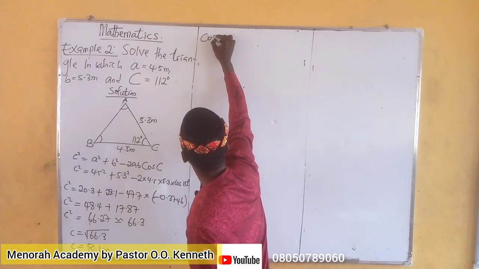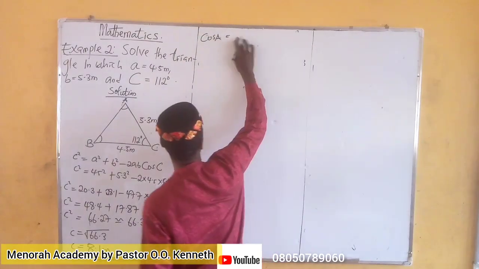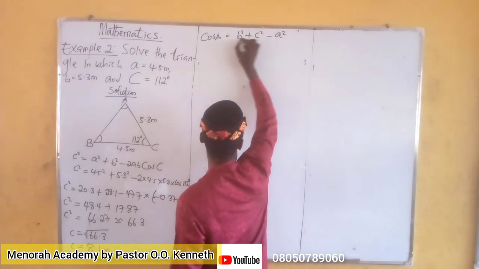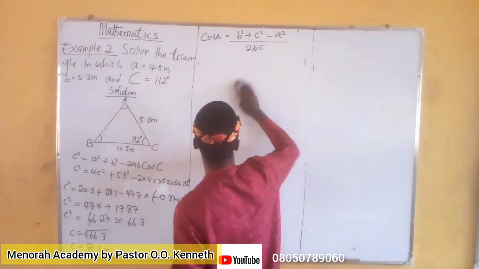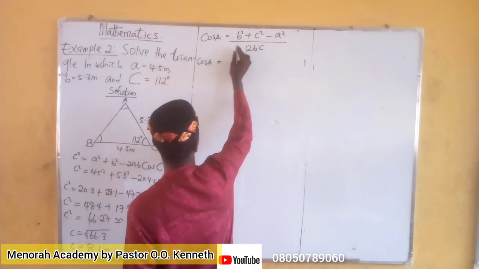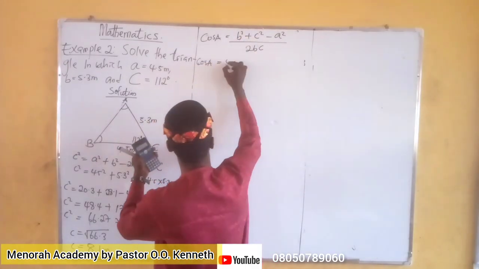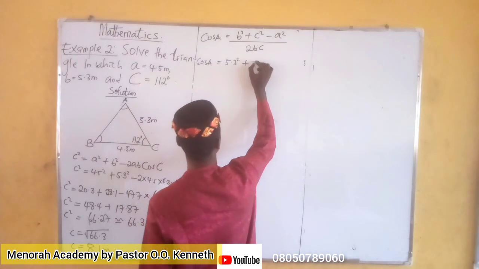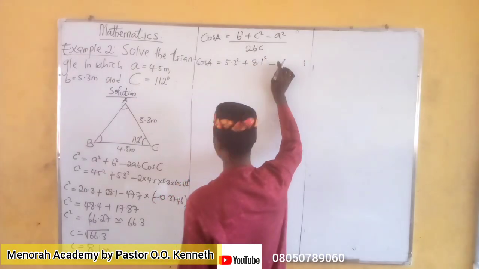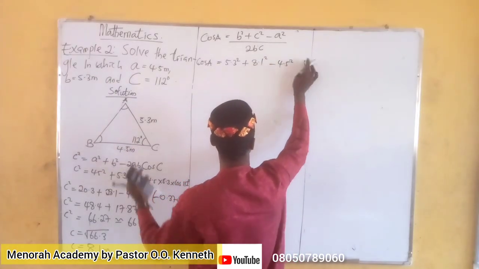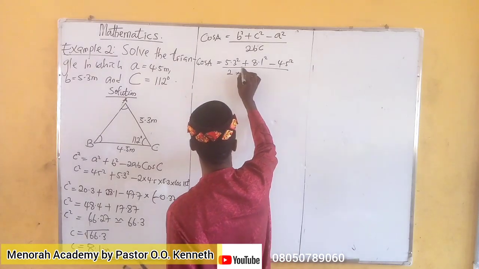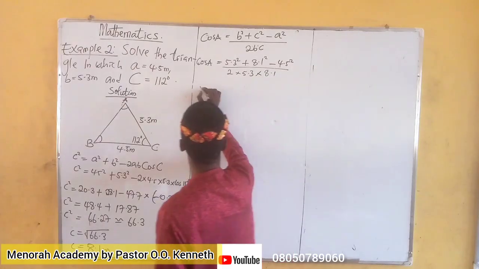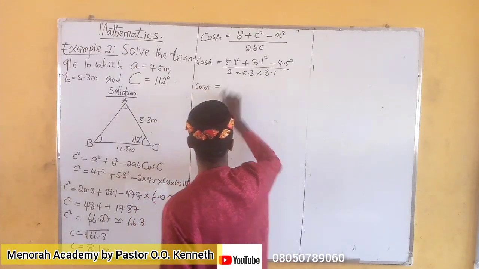So it's going to be cos A equals B squared plus C squared minus A squared, all over 2BC. Alright, so our cos A will be equal to our B, which is 5.3 squared, then plus our C, which we just found to be 8.1 squared, then minus our A, which is 4.5 squared, all over 2 times our B is 5.3, then times our C is 8.1.